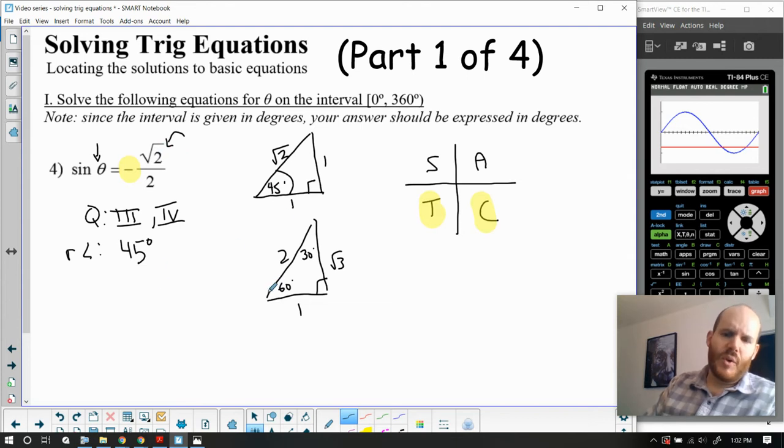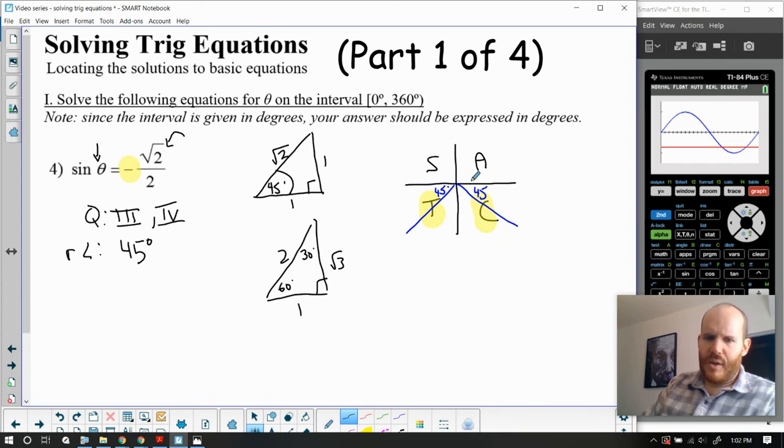So here's how I would go about solving this from here. Once I've identified both the quadrant and the reference angle, I have to put this reference angle in each of these 2 quadrants. What do I mean by that? I'm going to put a 45 degree reference angle in quadrant 3, and I'm going to put a 45 degree reference angle in quadrant 4. Then I'm going to interpret what standard position angles are going to end me in those positions.